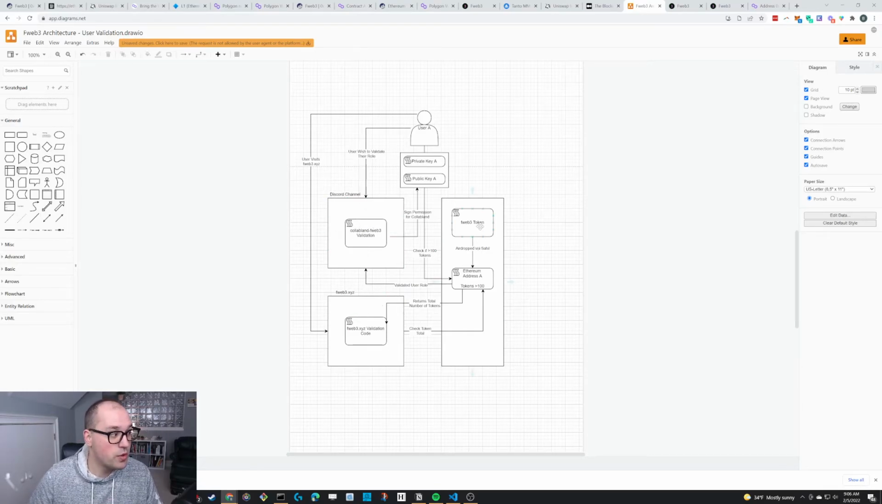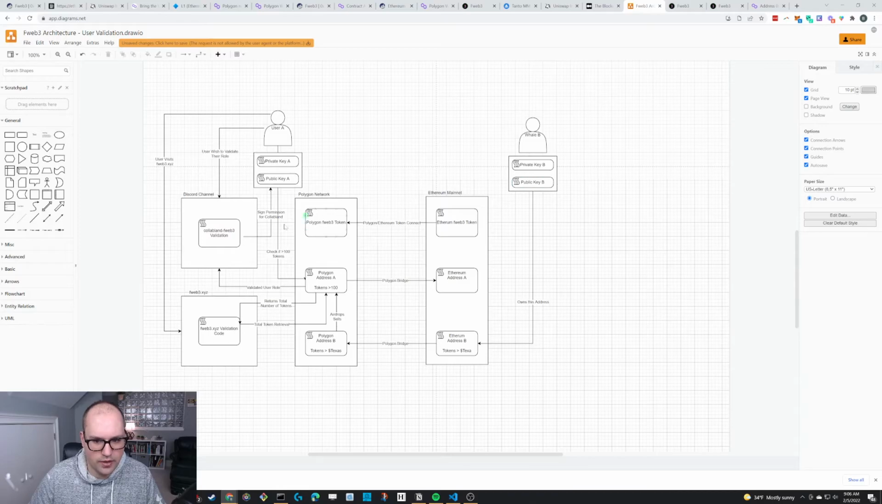And it's really simple because we only have to check one place today. You only have to check the Ethereum address. If we decided we wanted to open up Polygon as a network, we'd have to amend this architecture. So in order to support Polygon, in addition to this, we'd have to add all of this here. So this is what the architecture looks like for a Polygon network adoption.